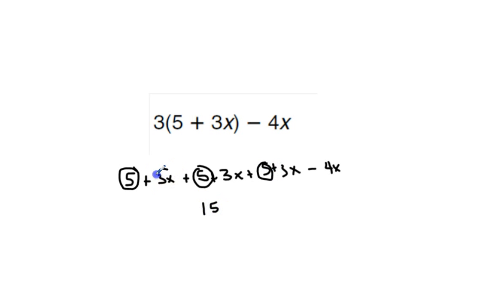And then I'm going to box in my x variables. I have one here, here, and here. And those are all adding. And then this one is a subtract 4x. So I'm going to go ahead and do the adding first. 3 plus 3 plus 3 makes 9. 9 minus 4 makes 5. So it'll be plus 5x, and that would be in simplest form.